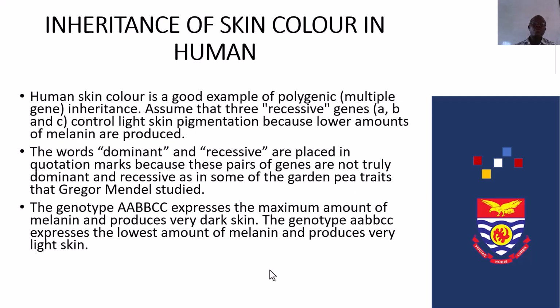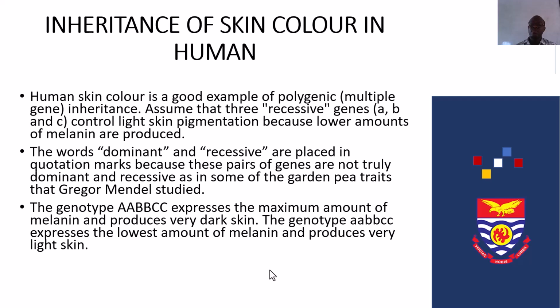Assume that 3 recessive genes A, B, and C control light skin pigmentation because lower amounts of melanin are produced. The words dominant and recessive are placed in quotation marks because these pairs of genes are not truly dominant and recessive as in some of the traits that Gregor Mendel studied.